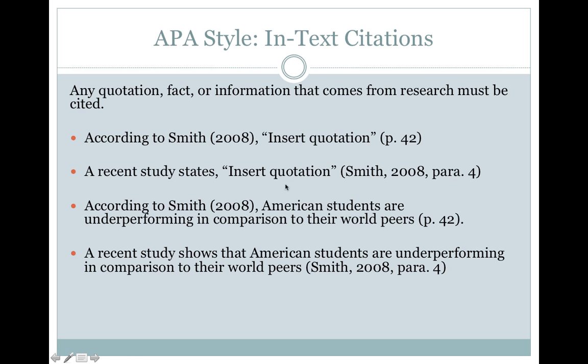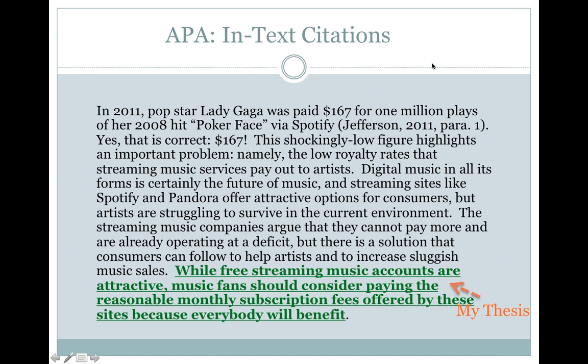Doesn't matter if you're directly quoting it or not. Anything that comes from research needs to be cited. And the same rules apply. You can either find a way to mention the author's name immediately followed by the year, and then save a page or paragraph number for the end, or just save everything until the very end. Again, if you're confused, maybe you should choose this option. This is probably the least confusing, whether you're dealing with a quotation or whether you're just paraphrasing and citing, to save everything for the end. Okay, and let's look at an example of this.